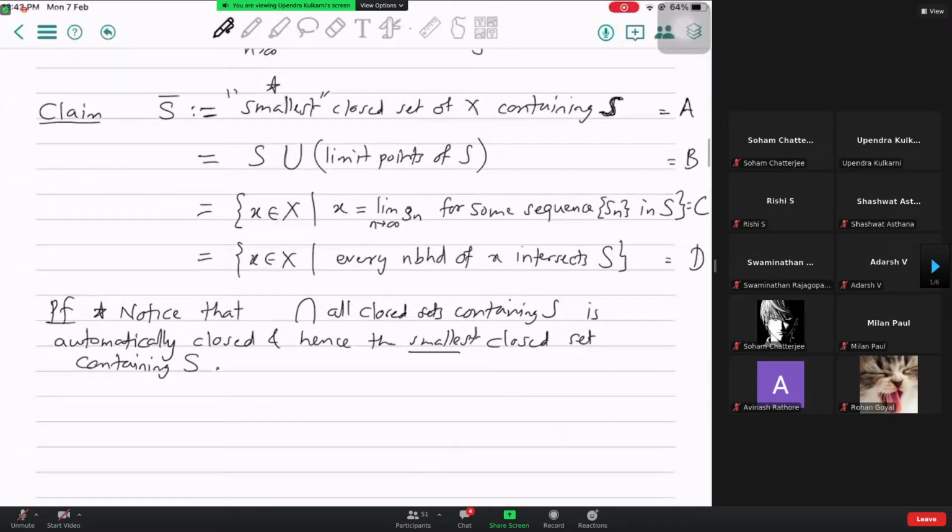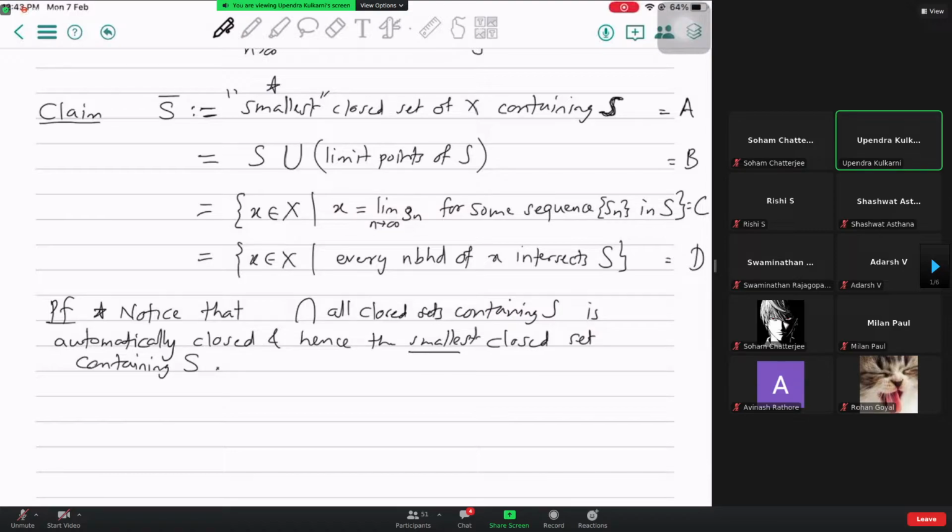Okay, so what I want to show is that first of all, B is A, in fact, right? That B and A are the same, and then show that C is a subset of B and D is a subset of B. But why will that show that they're equal? Maybe they're proper subsets. But if they're subsets of the smallest closed set of X containing S, and they are closed, the fact that each of them is closed and they're subsets of the smallest closed set means that they are in fact the smallest closed set.